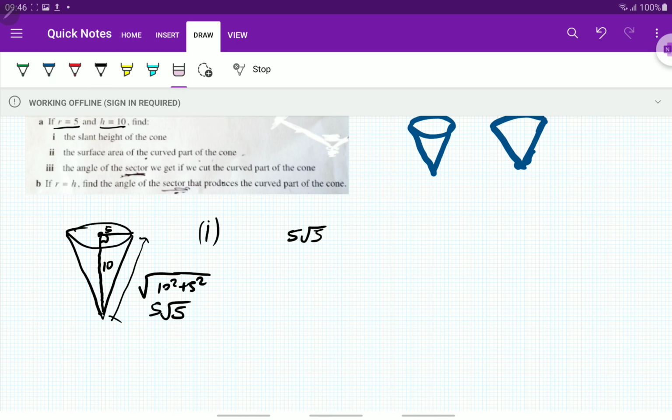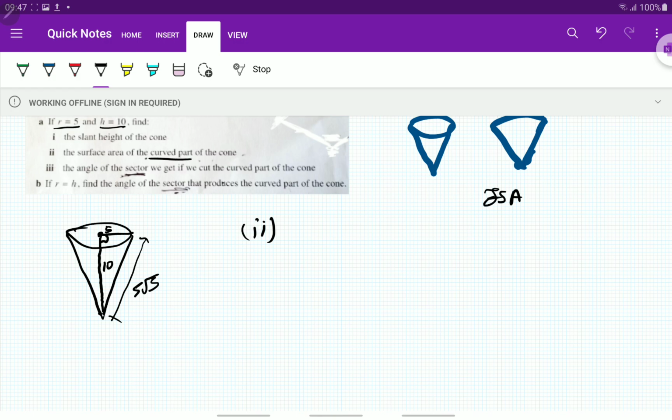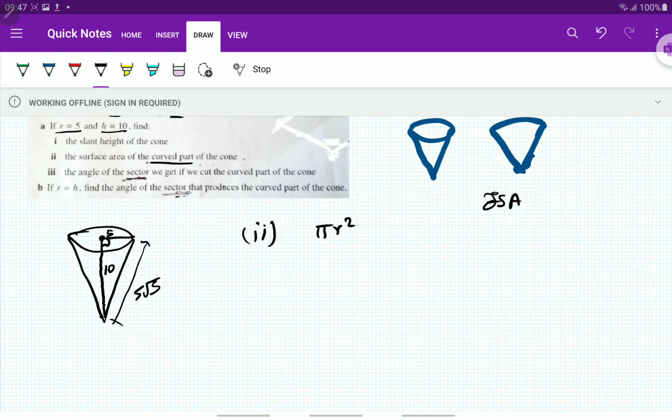Now part B. Let's erase that. I'll write 5 root 5 here. And let's go to part B. So part B, the surface area of the curved part of the cone. Nothing too challenging here. So they're asking us for the curved part, otherwise also known as lateral surface area. So we know that the surface area of a cone is pi r squared plus pi r l. So the lateral surface area is just this bit, because pi r squared comes from this top circular area. So pi r l, that's what we're going to focus on.